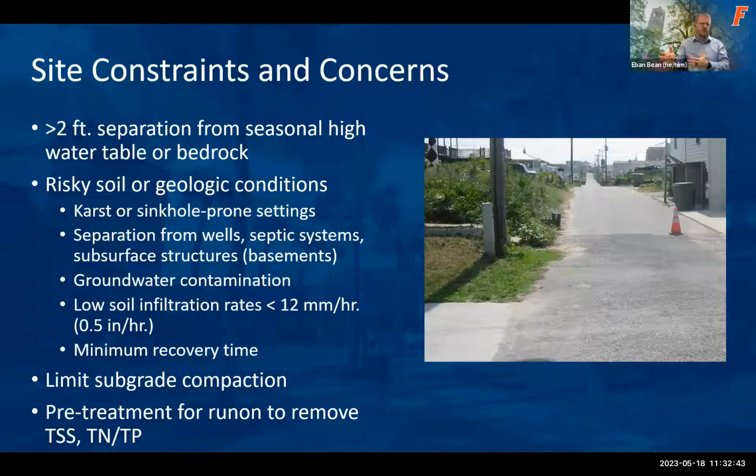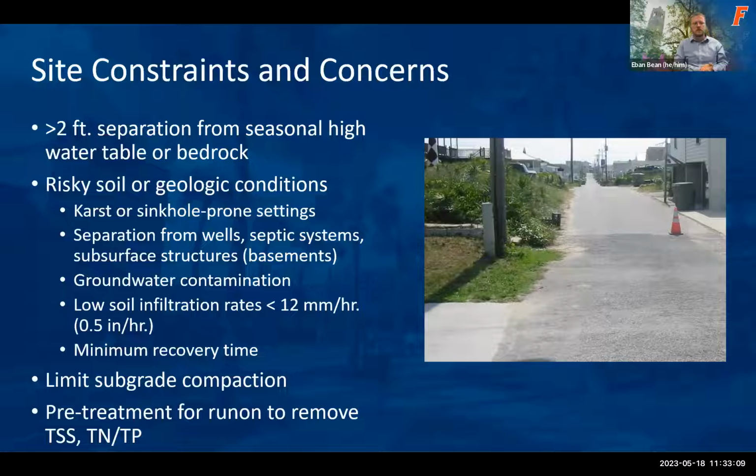You also probably want to have some separation from other systems like wells and septic systems or subsurface structures. We typically don't recommend infiltrating water within 10 feet of the foundation of a building. And if there are concerns about groundwater contamination, that's going to be pollutant and site dependent. So make sure you have an awareness of that.